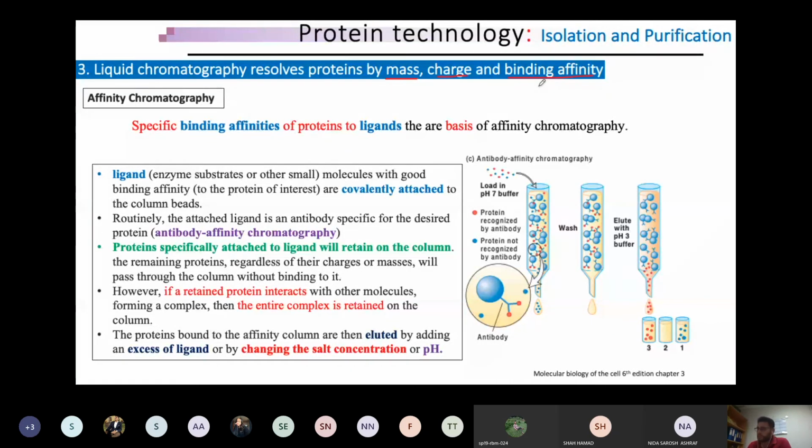So now your protein of interest is interacting with the column because it is specifically interacting, so not any other protein will be interacting with your column, so you will be able to separate this protein. Specific binding affinities of the protein to ligands are the basis of this affinity chromatography. So you could have a ligand molecule. The ligand could be anything: a small molecule, an antibody, a protein of interest, any substrate.